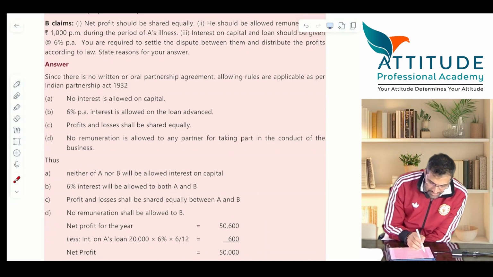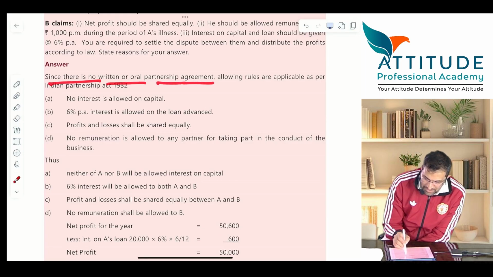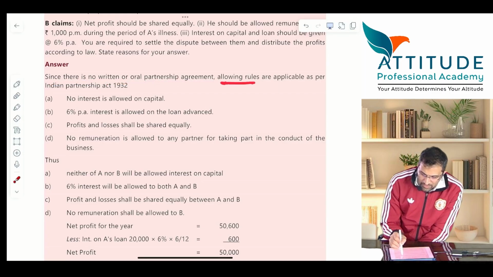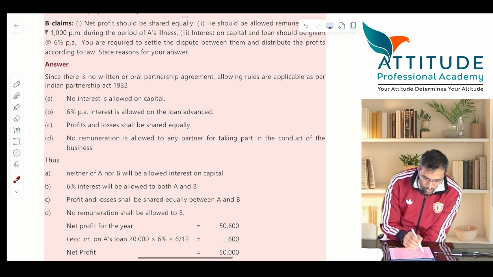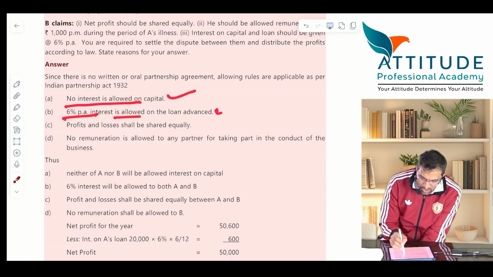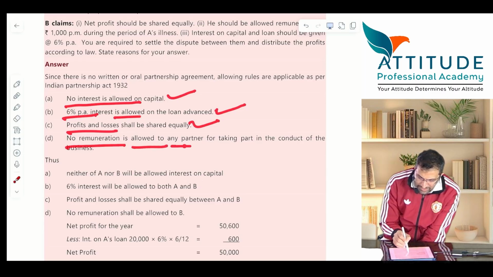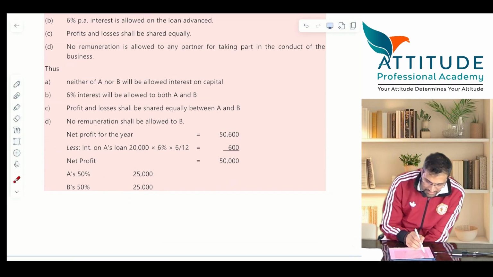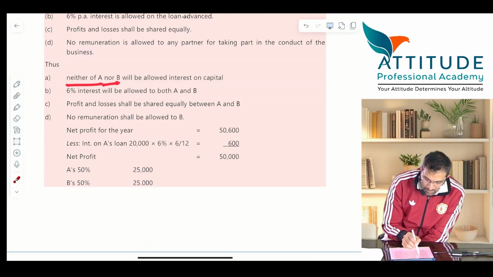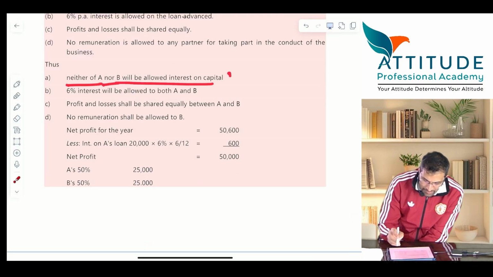Answer: since there is no written or oral partnership agreement, the following rules are applicable as per the Partnership Act. No interest is allowed on capital, 6% interest is allowed on loan advance. Profits and losses should be shared equally. No remuneration is allowed to any partner for taking part in the conduct of the business. Thus, neither A nor B will be allowed interest on capital.